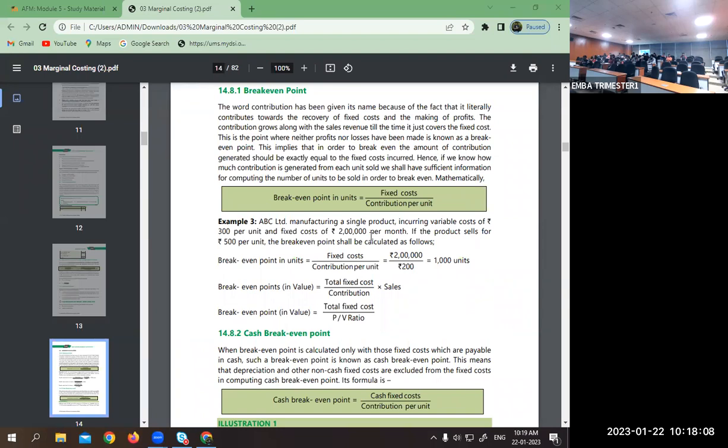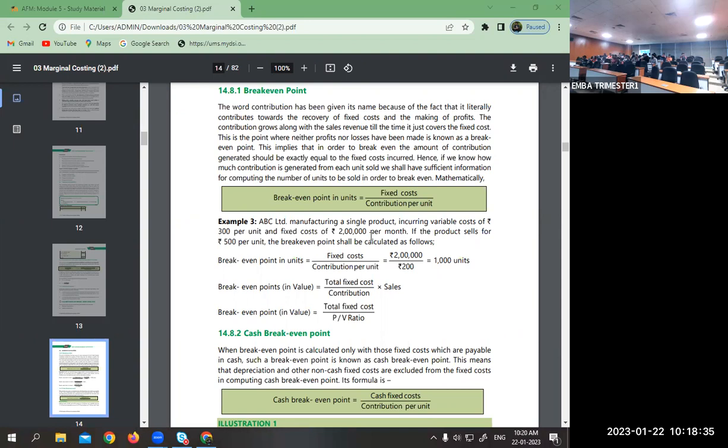Suppose for 1 unit the selling price is 10 rupees. Variable cost is 7 rupees. What is the PV ratio now? Selling price 10 rupees, variable cost 7 rupees. What is the PV ratio? 3 is the contribution, and 30% is the PV ratio.